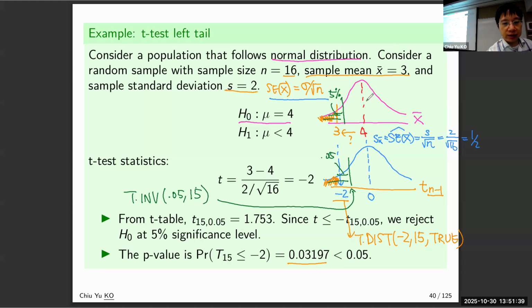And we end up with negative 1.753. So which is bigger than 2. So negative 2 is deep inside the region you reject. So again, for this question you reject. Is that clear?